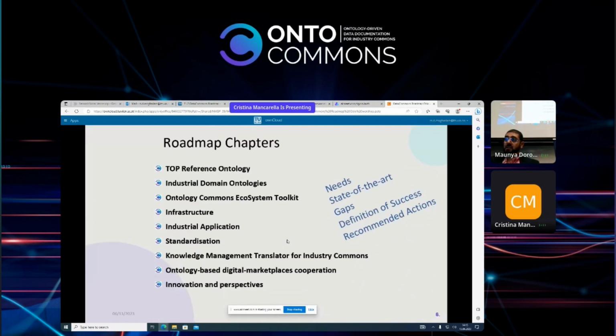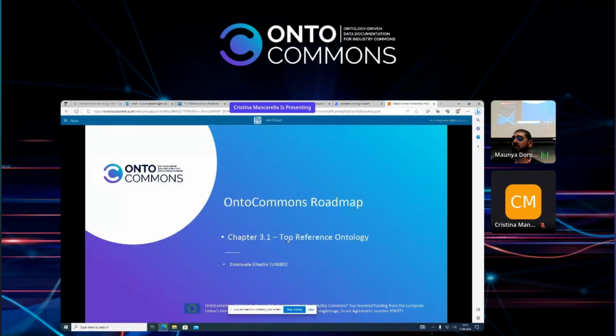So these are the different chapters of the roadmap. This is the structure. As I said, needs, state of the art, gaps, definition of success, and recommended actions for each chapter. The rest of the presentation will be delivered by colleagues who led the different chapters of this roadmap. The first one is the top reference ontology, so I'll invite Emanuele Ghedini from Enigo to present.